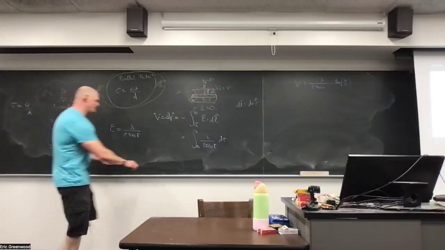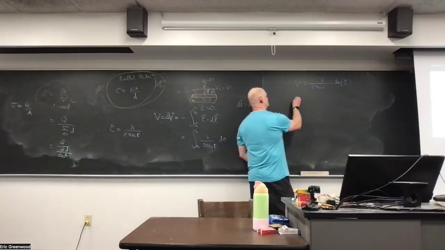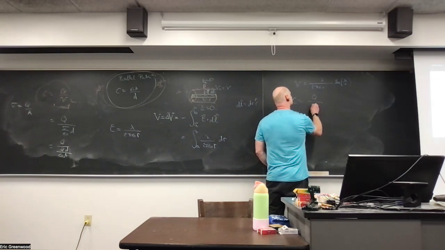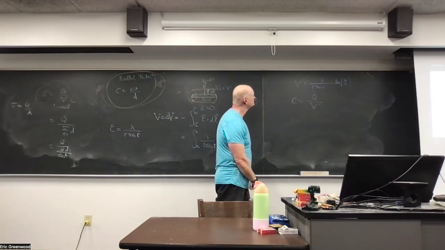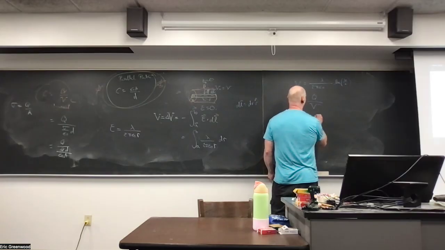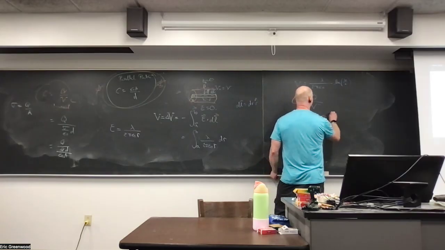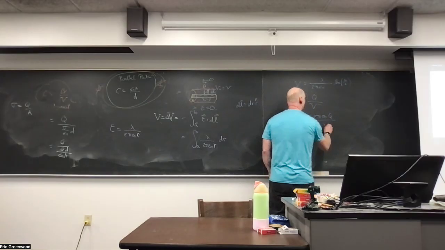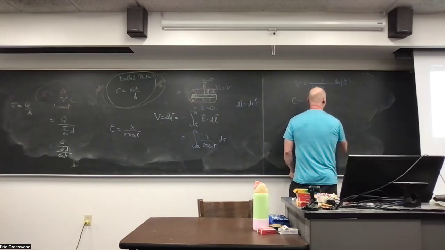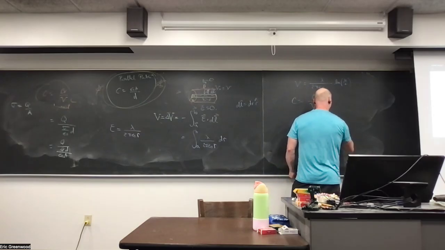Now, from here, we can finally find the capacitance. So the capacitance is the charge per potential. So it's going to be the same thing as what? 2 pi epsilon naught charge divided by lambda natural log of b over a.